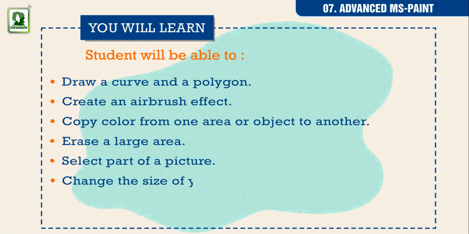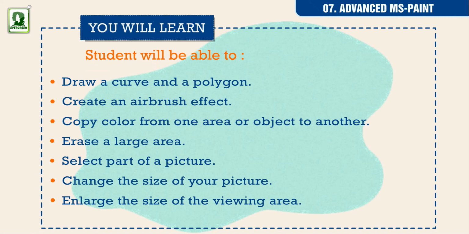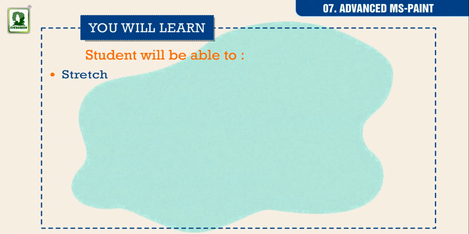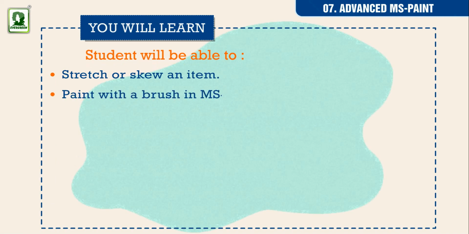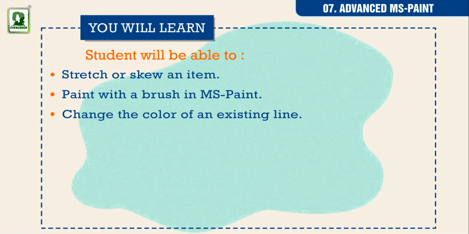Change the size of your picture. Enlarge the size of the viewing area. Stretch or skew an item. Paint with a brush in MS Paint. Change the color of an existing line.